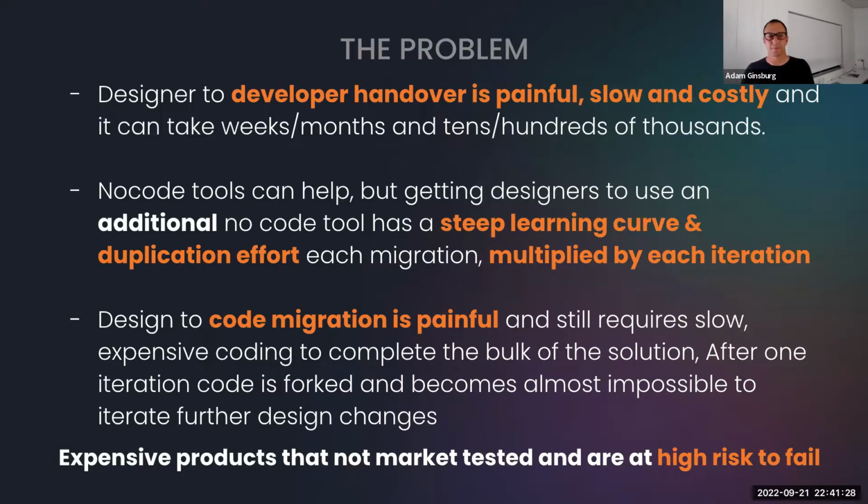What's the problem? When you go from idea to design and then hand over to developers, that's a very painful process. It can be slow, it can be costly, and it can take weeks, months, and cost customers tens or hundreds of thousands of dollars. So we've seen companies that can only produce maybe one iteration of their design to build something and then run out of money and can't really optimize and iterate on that.